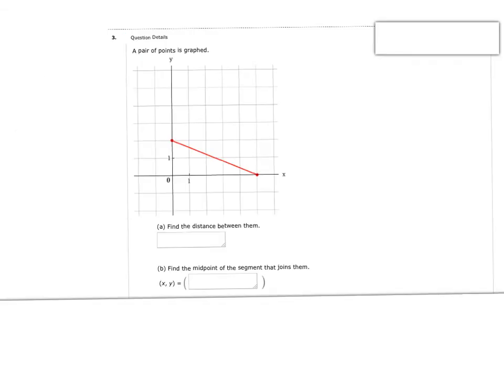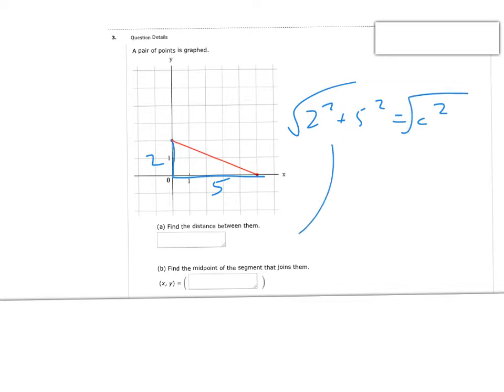All right, next up here we're going to find the distance, and so distance, I always just think of it as Pythagorean theorem. So if you think of this as a right triangle, this is 2, and then this is 5, and so we do 2 squared plus 5 squared equals c squared, and we will just square root that to find out what c is. So that's going to go right there. You can leave it as a radical.